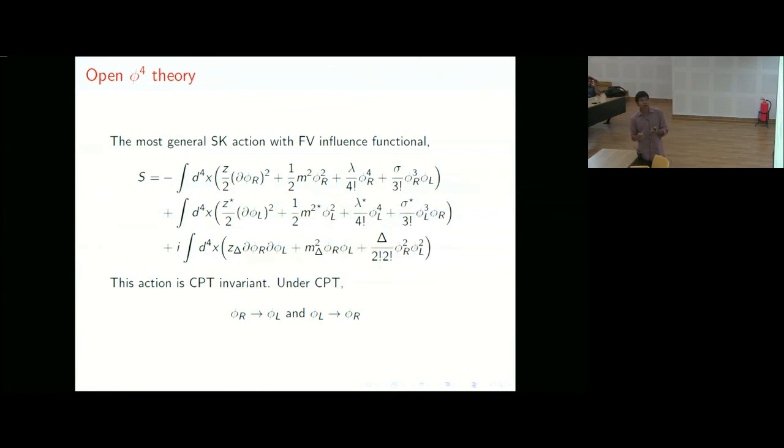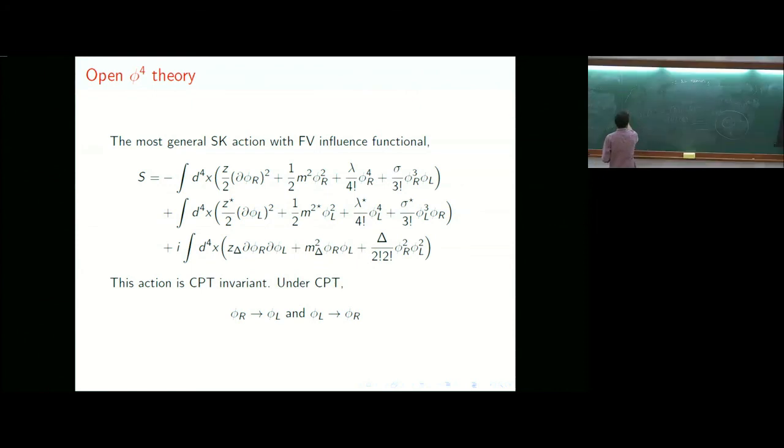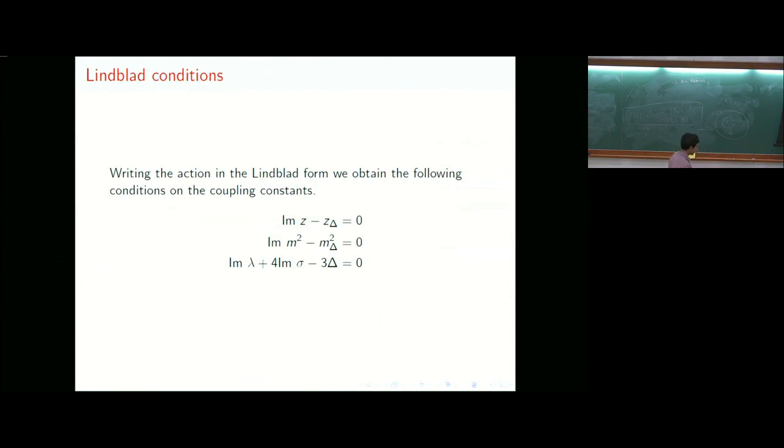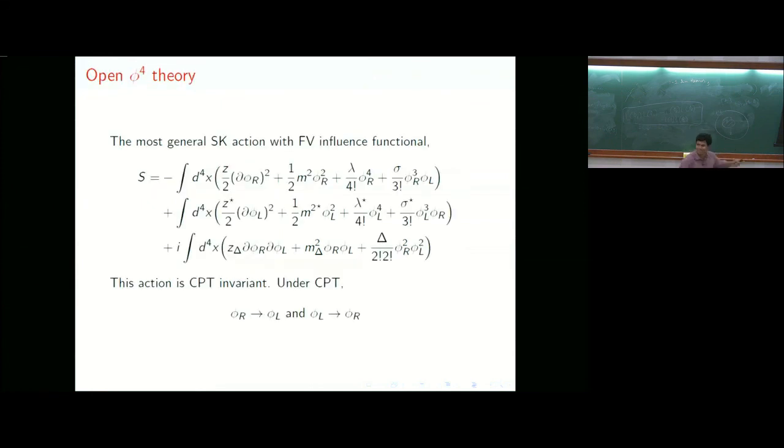So now, if we write this Lagrangian in this form, the Lindblad form, then we get a few constraints on the coupling constants, and these are the following constants. Lambda star complex functions, where does that come from? If we don't, then it will be just a unitary theory. Because if it is complex, then there is an imaginary part, and then there is a decaying factor.